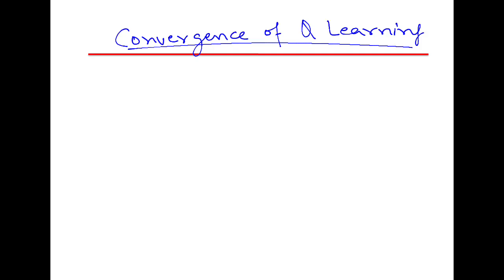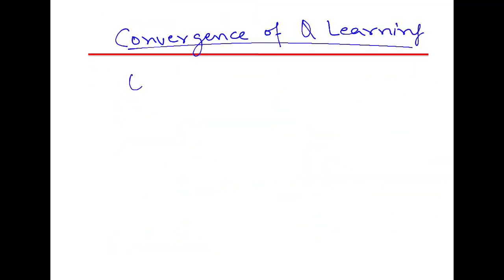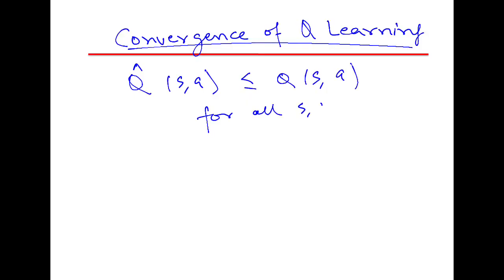Shall we try to prove it? So, if we initialize Q hat to zero, can we say that Q hat S comma A is less than or equal to Q of S comma A for all S comma A? This we can say, right?